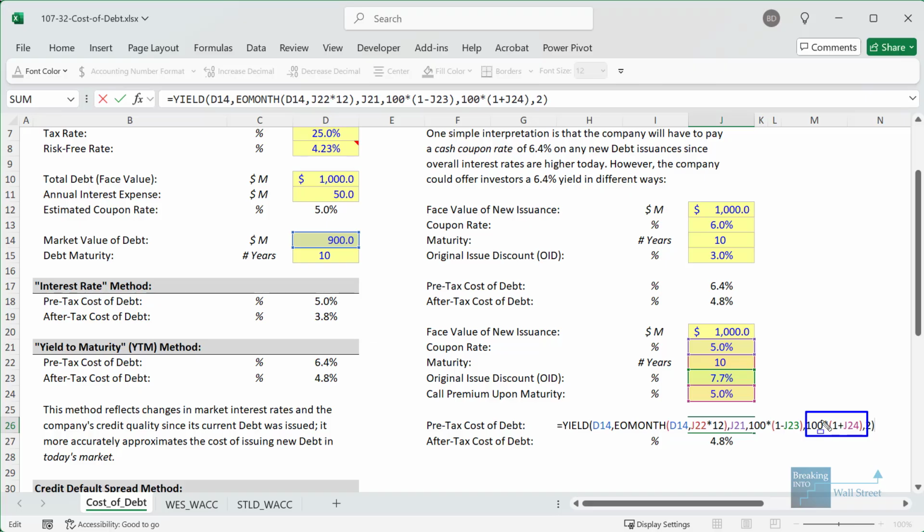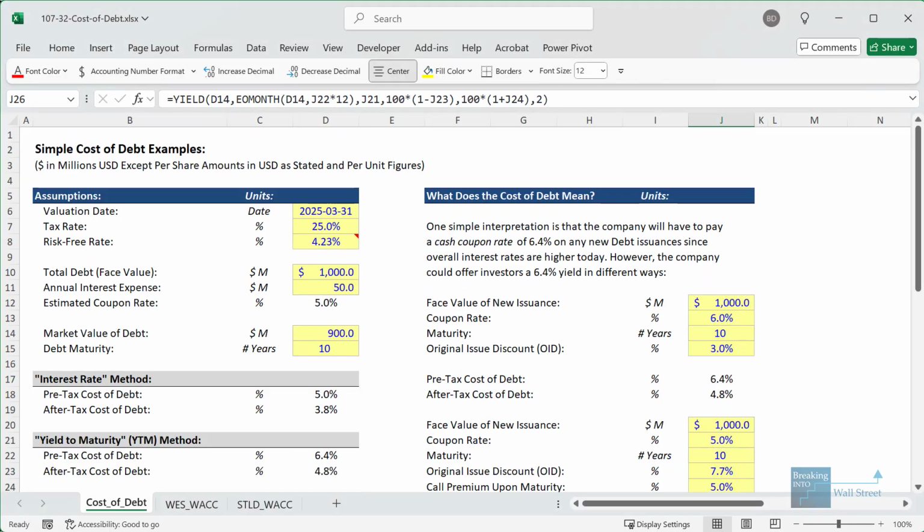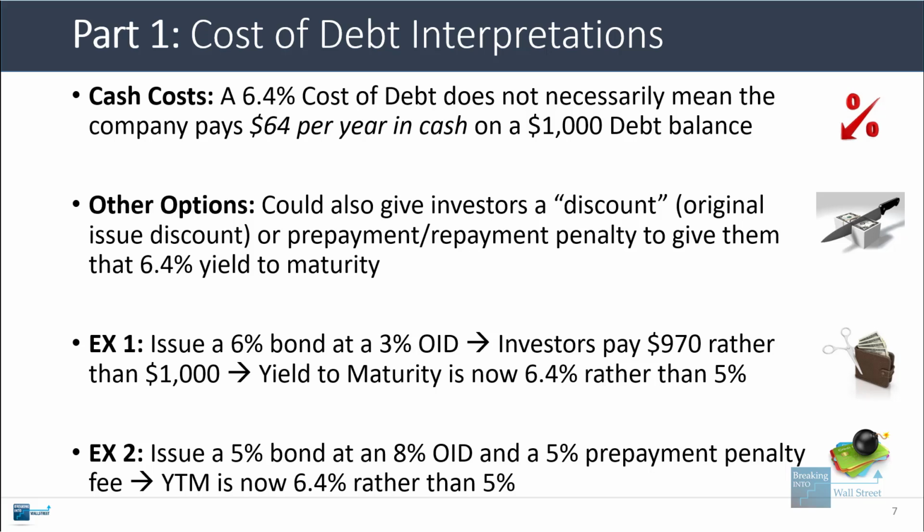So it's 100 times 1 plus 5% right here. So there are many options, and I just want to point this out because in a lot of cases, you do make this assumption that it is $64 per year in cash interest, but there are different ways to do it, and companies have different options when considering these debt versus equity questions.